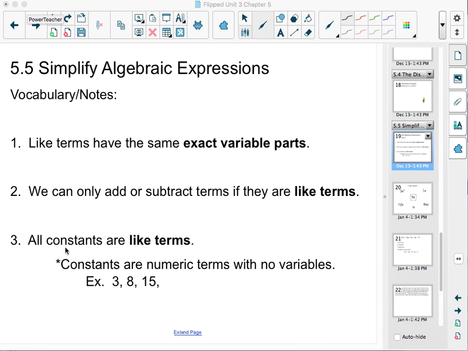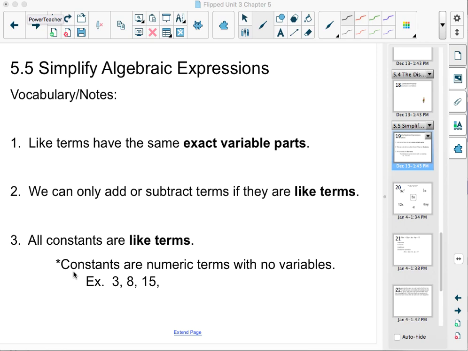Number 3, we're talking about a term here called a constant. So let's fill in the note first, then we'll talk about what a constant is. It says all constants are like terms. Okay, fill in those notes with the bolded words. And then I want to talk to you about constants. Constant is a vocab word this chapter.